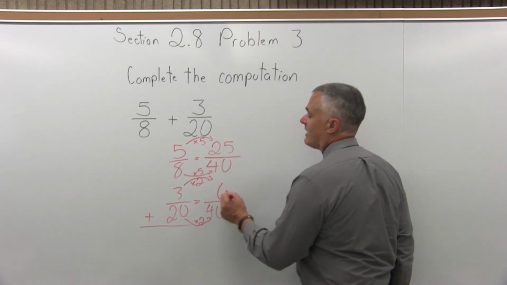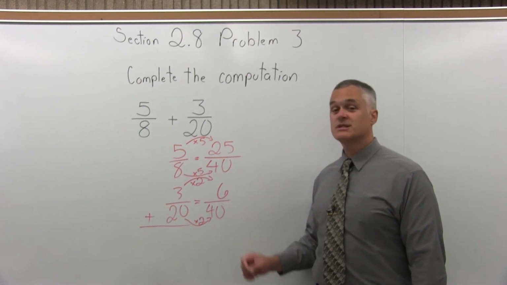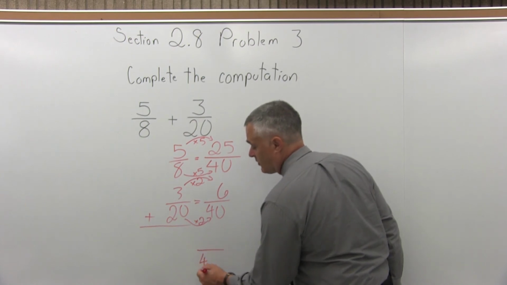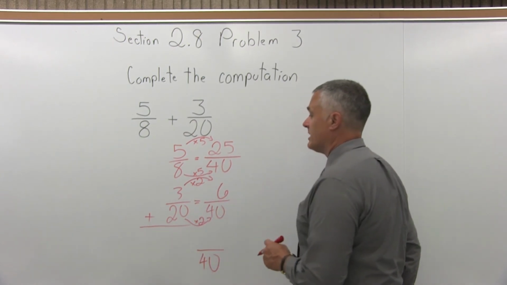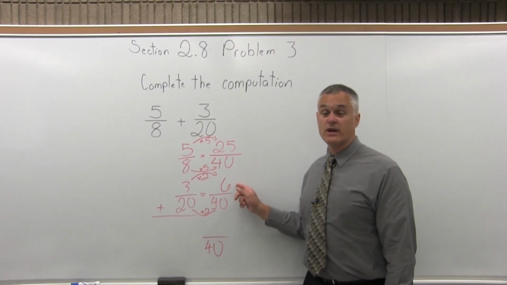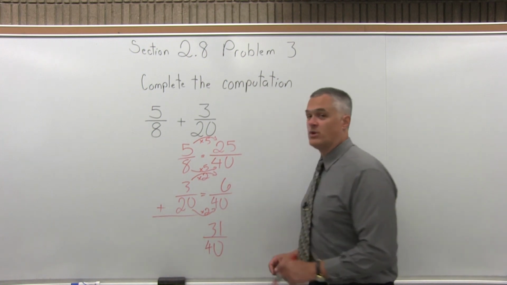So now I have common denominators. I've changed the problem to 25 over 40 plus 6 over 40. So the answer will have a denominator of 40, the same as the common denominator. And if I combine the numerators, 25 plus 6 more, that would be 31. So we will have a final answer of 31 over 40.